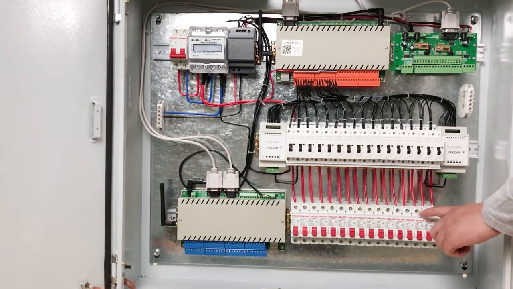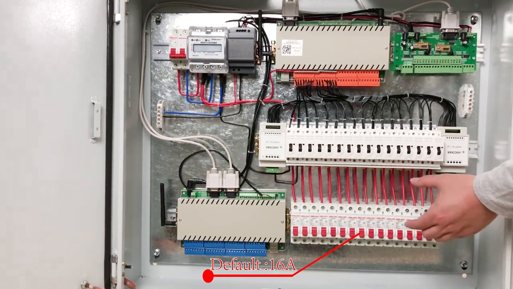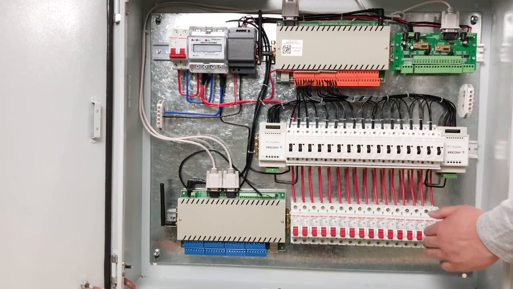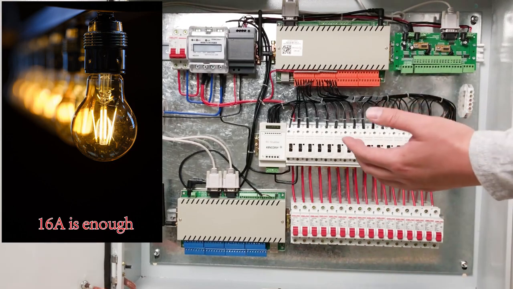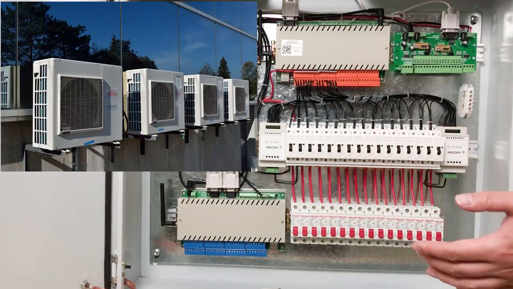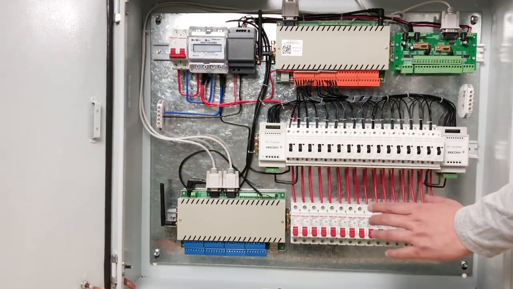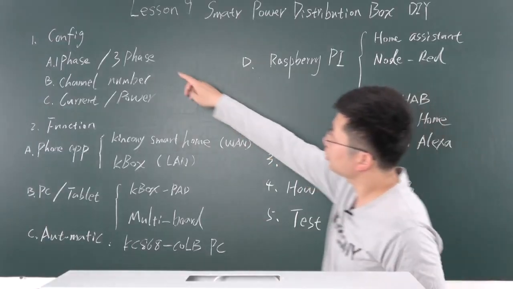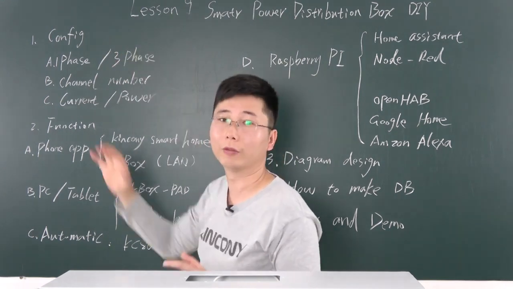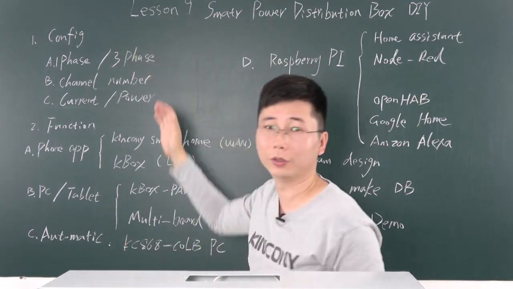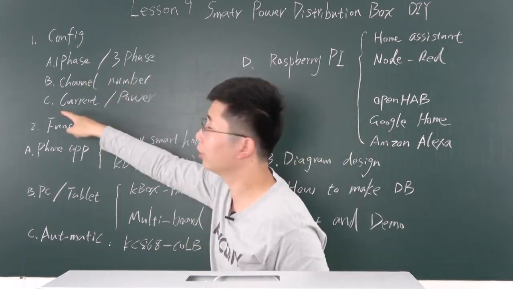This is for auto stop if there is overload. You can change to 10 ampere, 16 ampere, or 20 ampere, according to the load you have connected to the output. For lamps, maybe 16 ampere is enough, and for the air conditioning, maybe you will use 20 ampere. It's up to you to decide the brick. So these 3 options determine the DB box hardware configuration. This is the first step you need to do: just confirm these 3 items.